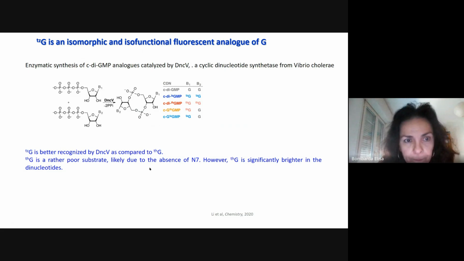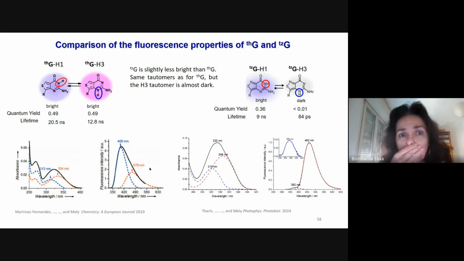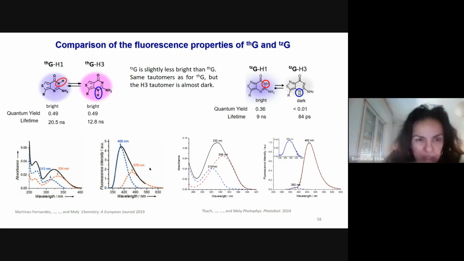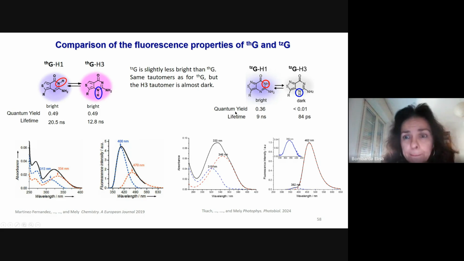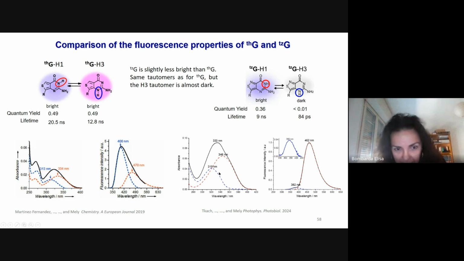So, if you want to compare the fluorescence properties of both, they are in a certain way similar, with some differences. Both TAG and TCG have the two tautomers, H1 and H3, but with different spectral properties. You see they are a little bit different, the spectral properties.